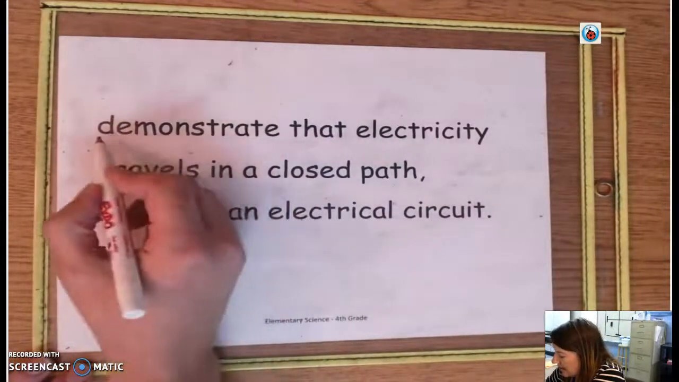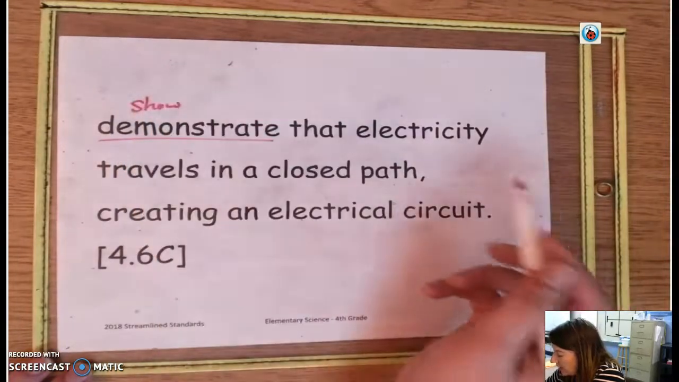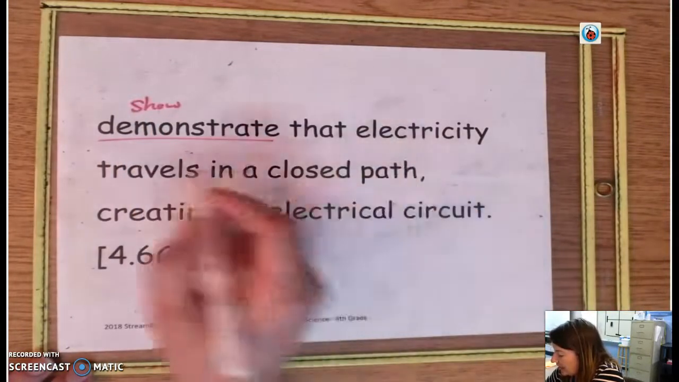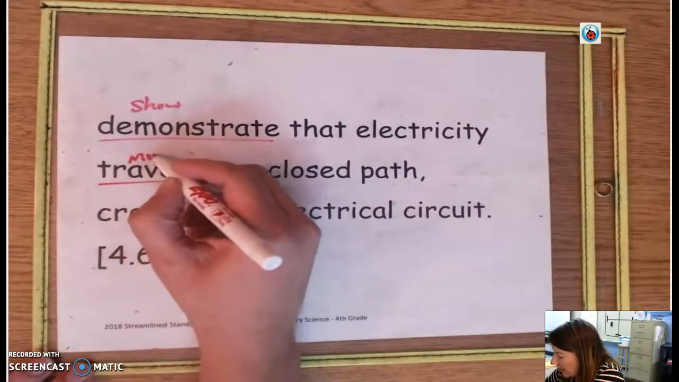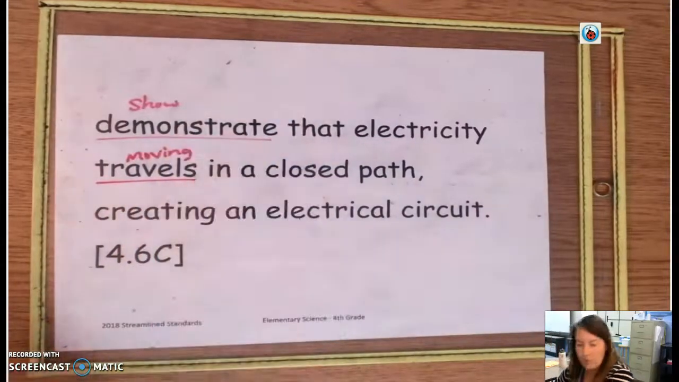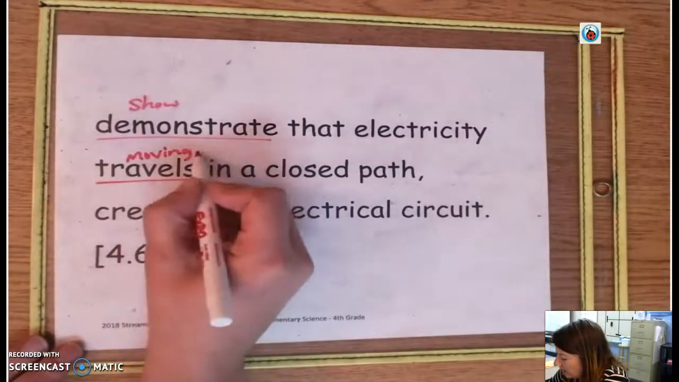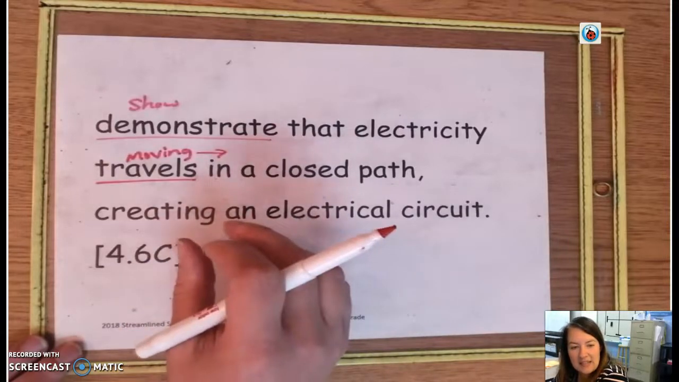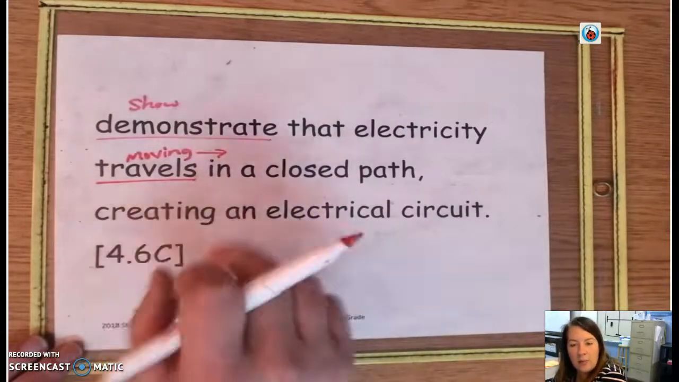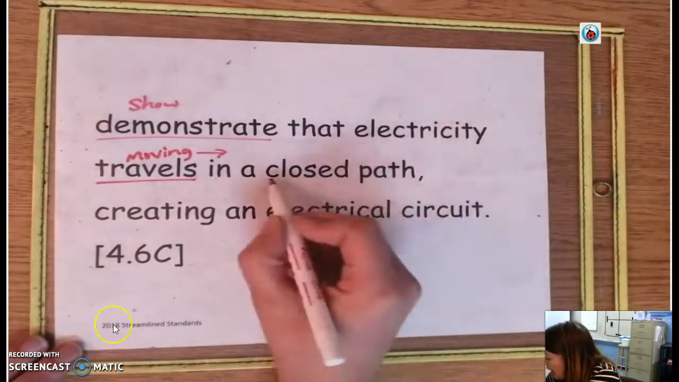So to demonstrate, that means we are going to show. What are you going to be showing? That electricity travels. So if you're traveling, you are moving, right? So when you travel on a trip, you're moving places. You go from one place to the other. So electricity actually travels. It's not something that stays still. It's a moving part. So it travels in a closed path.